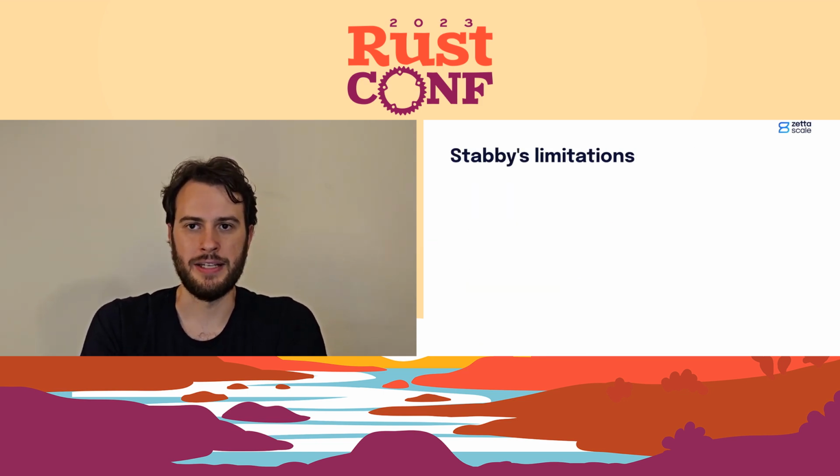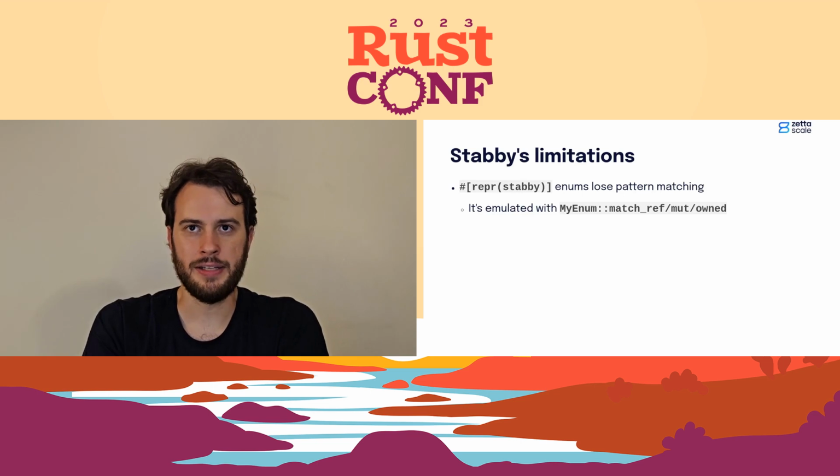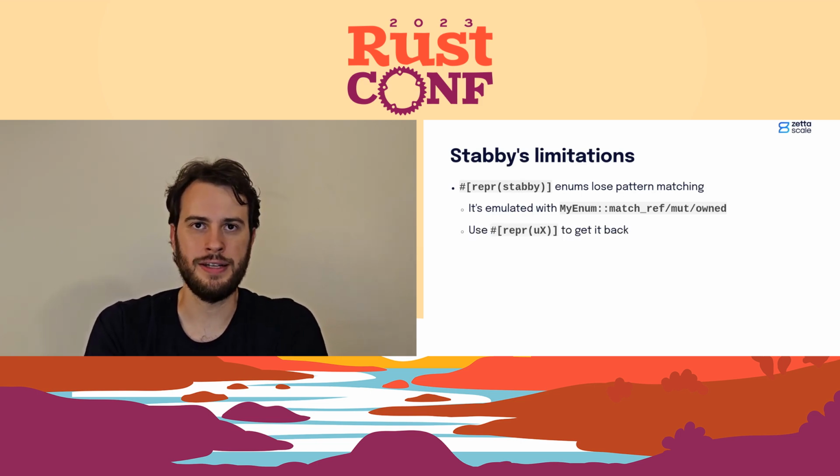But stabby still has limits. Like I said, you lose pattern matching on enums when you use the stabby representation, which is the default representation when you stabby an enum. It's emulated through matchref, matchmut, and matchowned, but if you see that representation stabby doesn't actually save you anything, you could just say that you want to use repr u8, still with stabby, so that stabby can still be used for bigger types that contain your enum.